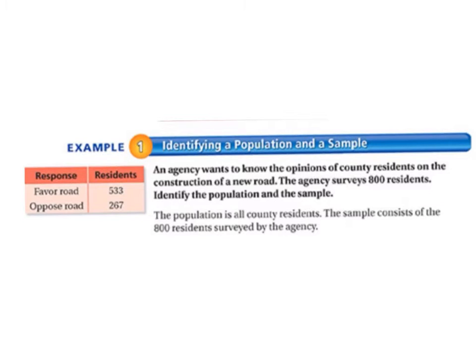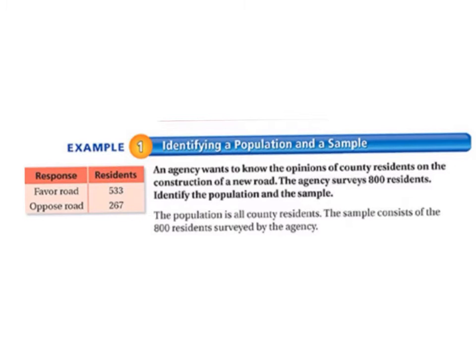Example 1, identifying a population and a sample. An agency wants to know the opinions of county residents on the construction of a new road. The agency surveys 800 residents. Identify the population and the sample. The population is all the county residents. The sample consists of the 800 residents surveyed by the agency.